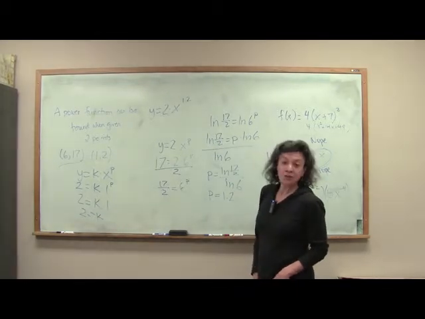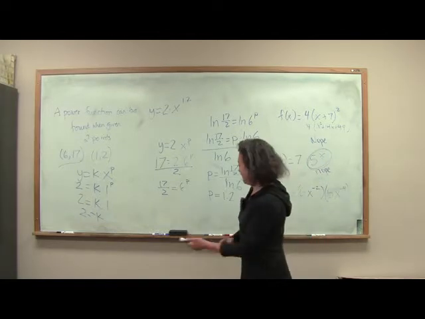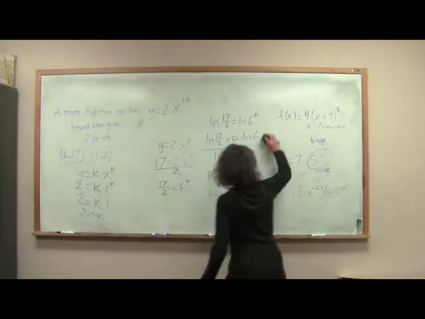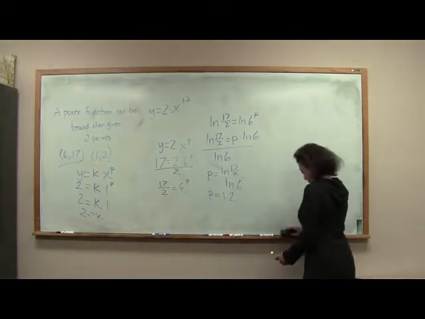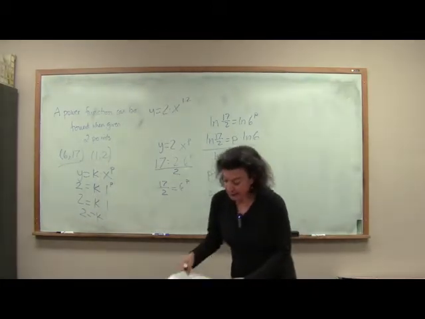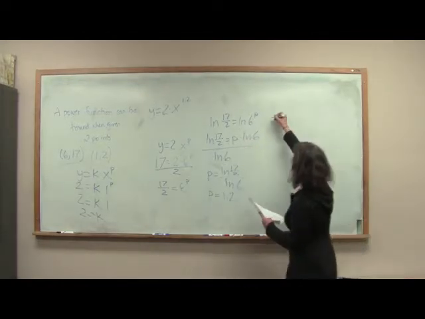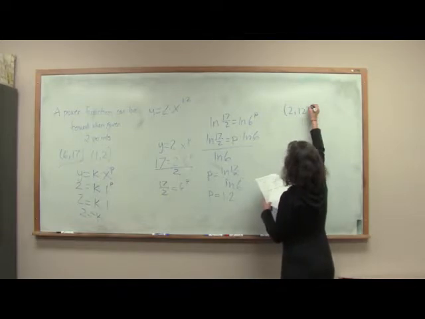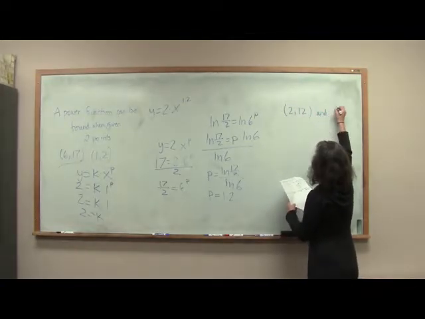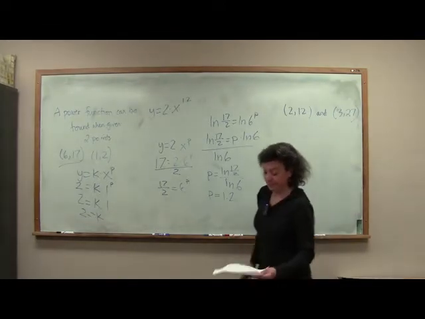So what I would like to do now is an example where we're not given that nice of information. All right, now again, we want to find the formula for the power function, but now we're given the ordered pairs (2, 12) and (3, 27).